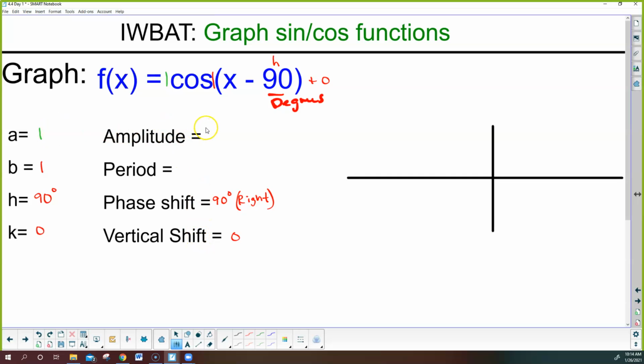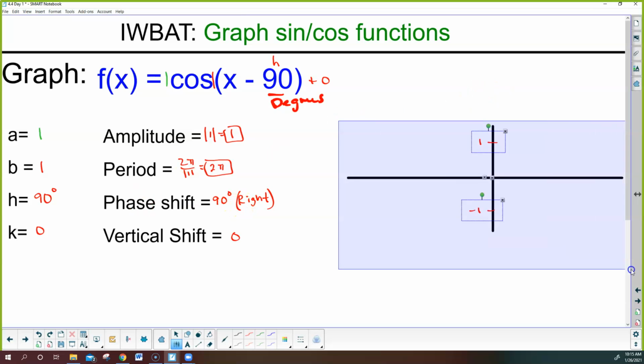And my amplitude then is the absolute value of 1. The period is just 2 pi over B, which is 1 or 2 pi. So nothing affects this. Our max and min are still 1. The highest I'll go is 1. The lowest I'll go is 1. The only thing that's going to change is I'm going to have to shift everything to the right 90 degrees. So I'll visually show you what that looks like.